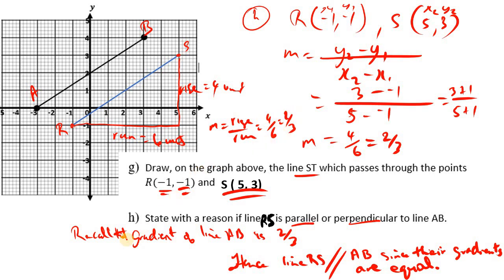So that's the gradient. And then we make the statement, since both gradients are the same, because AB, we would have done AB before, is 2/3 as well. So once they're the same, they're actually parallel. And that's it for coordinate geometry.